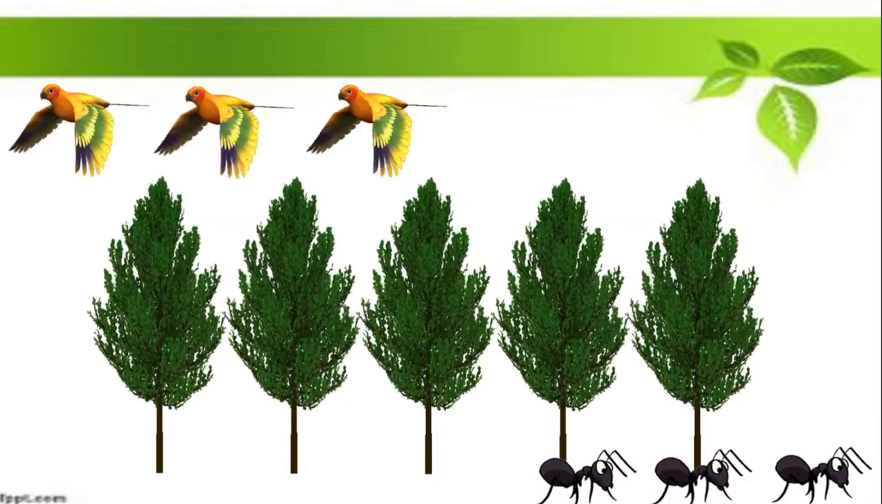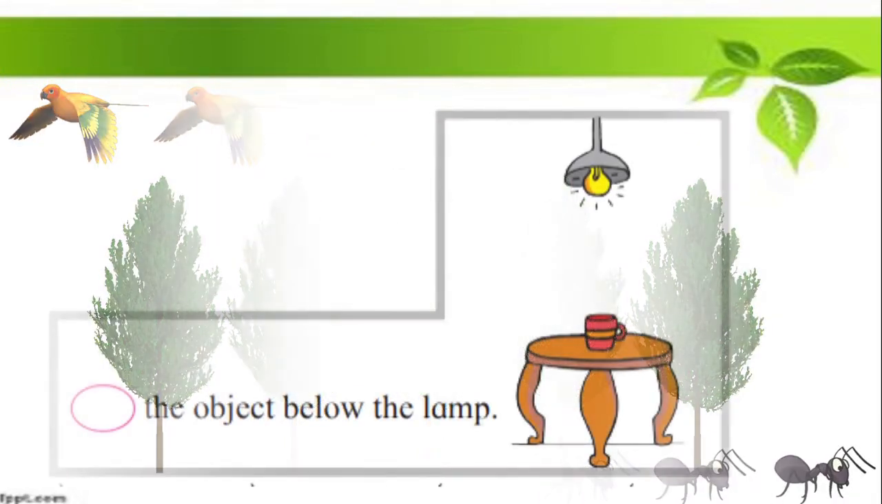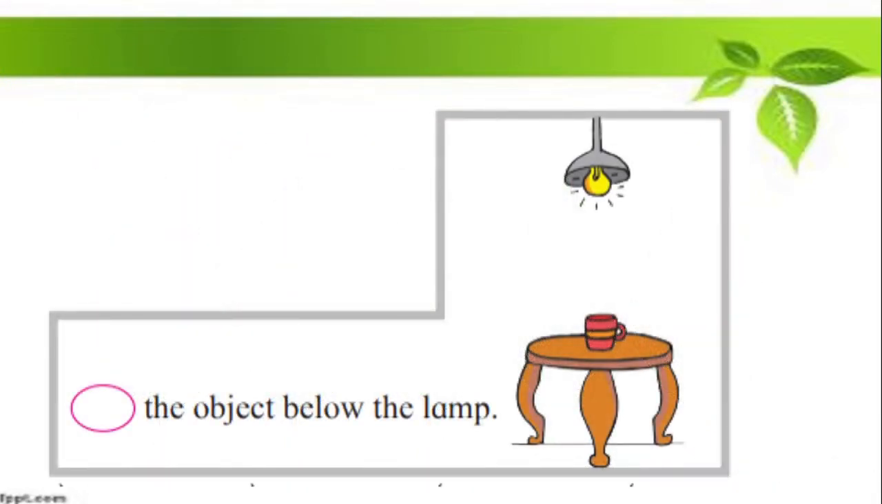Right? Now dear children, we will move to our textbook. This is from your textbook. See the picture. Circle the object below the lamp. Here you can see the lamp and here you can see some objects. That is a round table with cup. Now what to do here? Circle the object below the lamp.